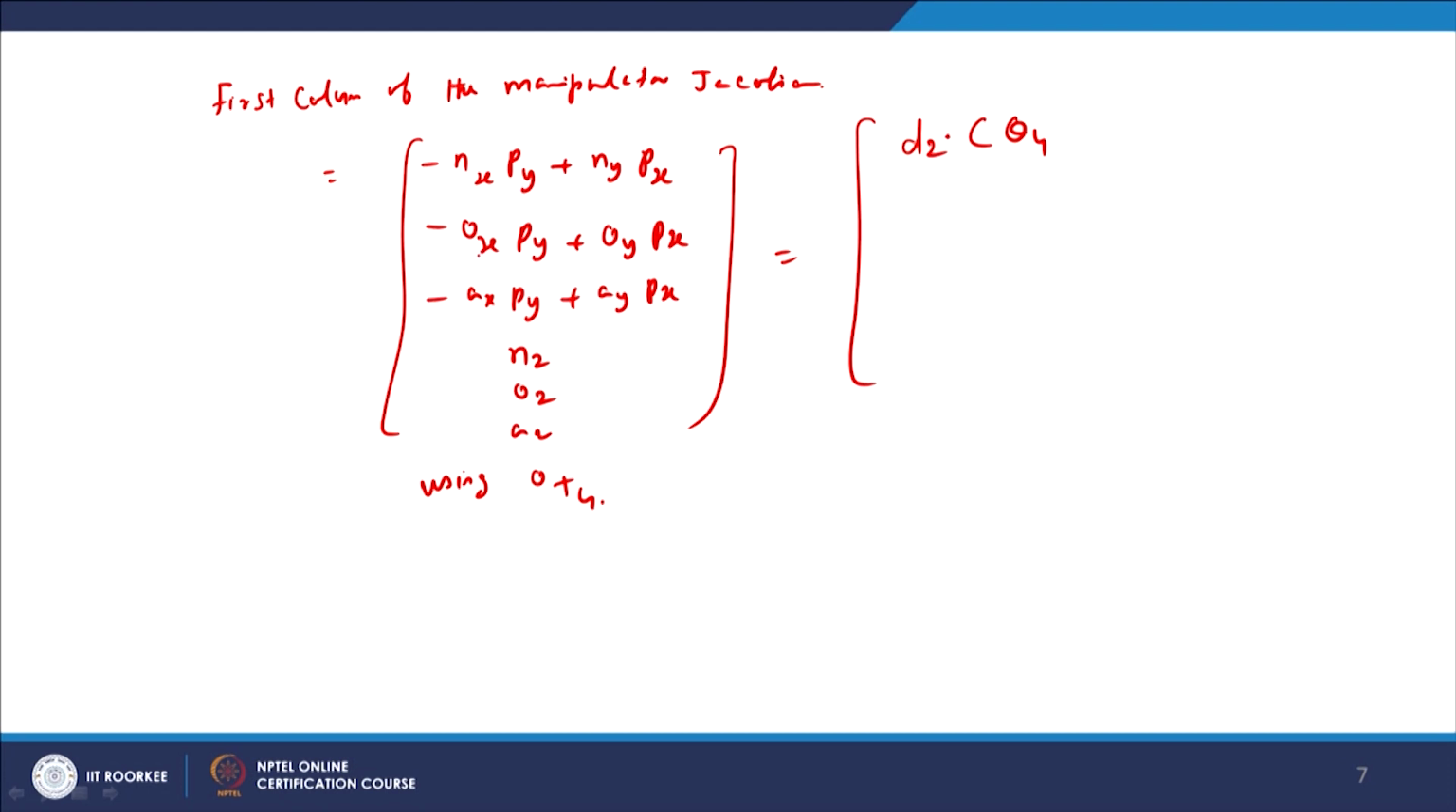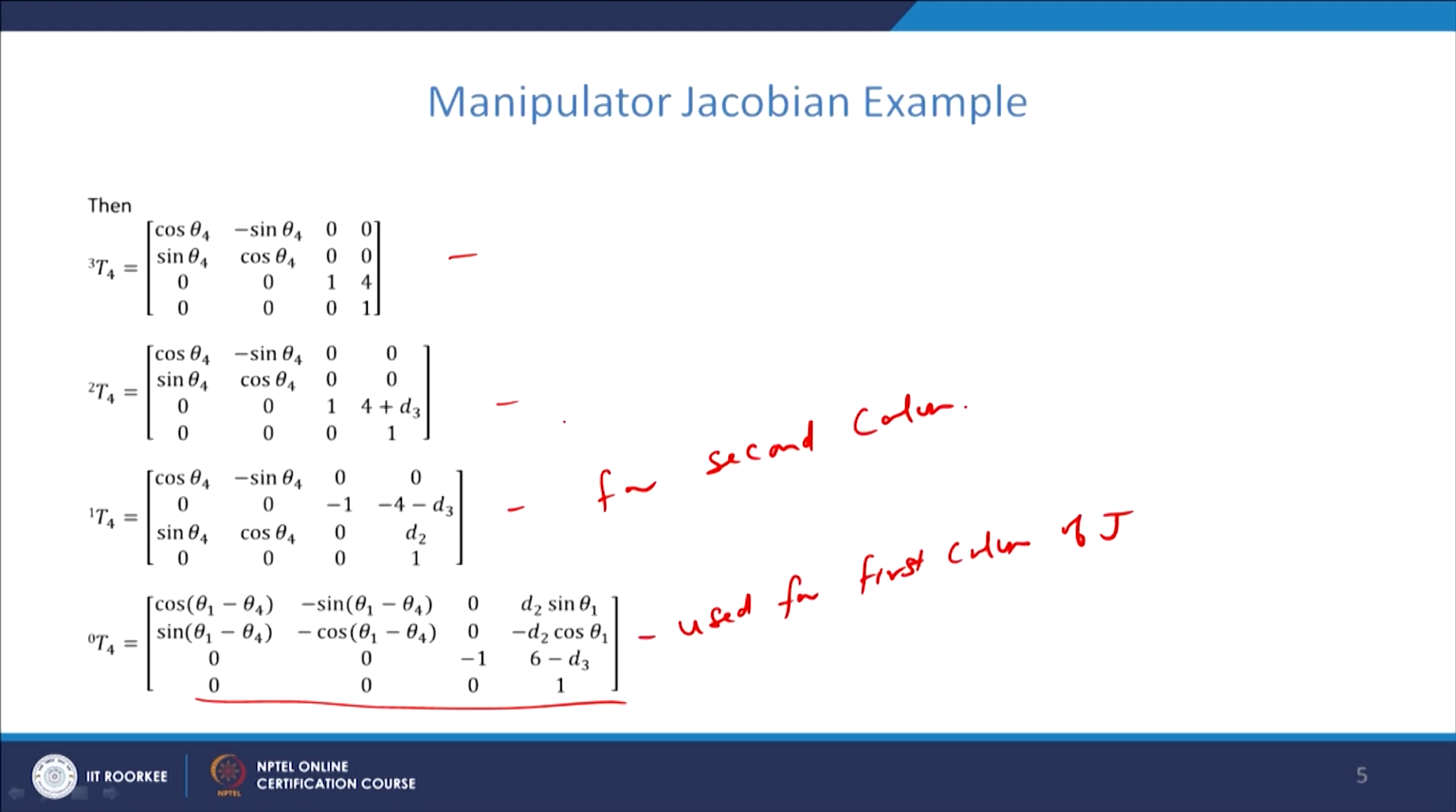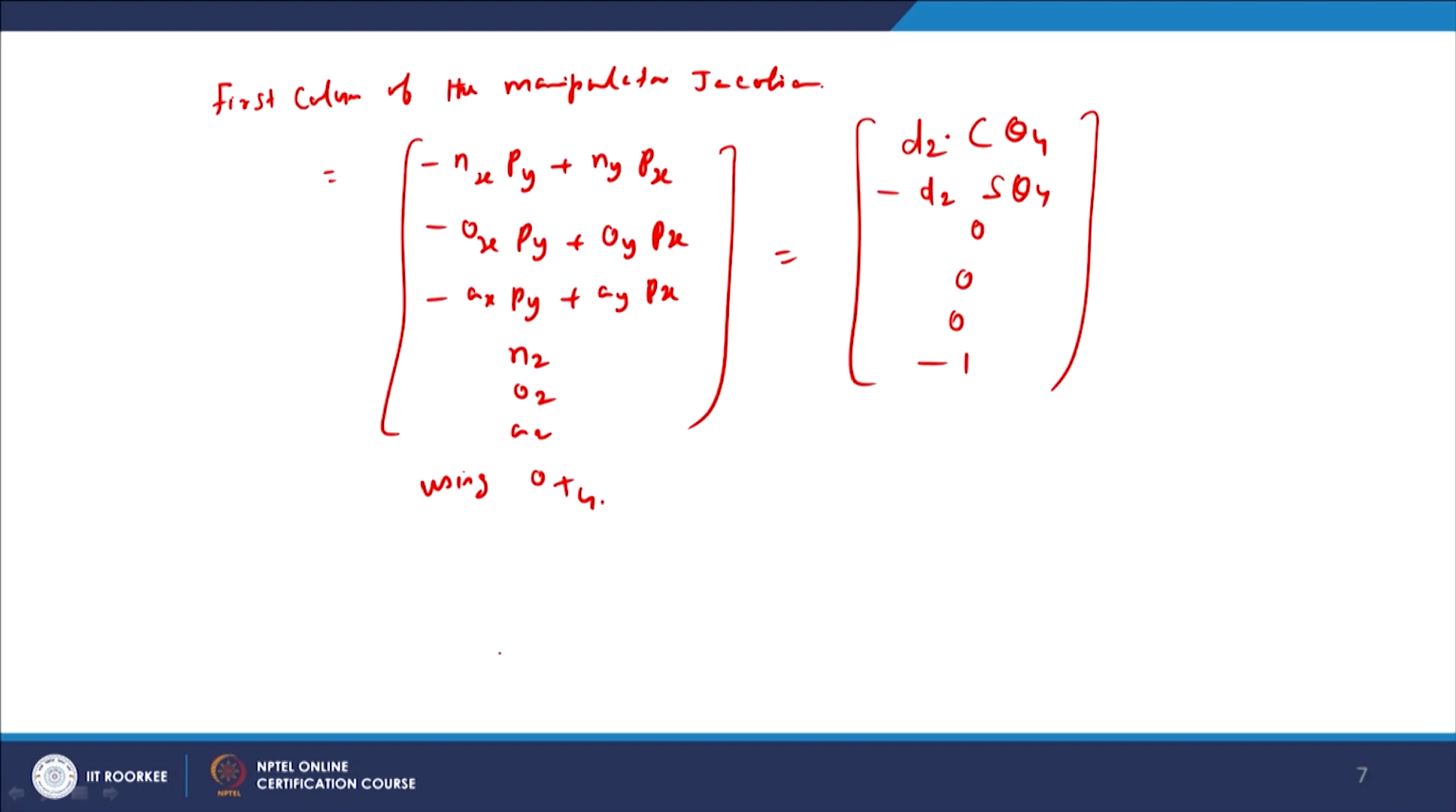Similarly, we can see from the matrix 0T4 these values, we will get minus d2 sine theta 4, then 0, 0, 0 and minus 1. From here we can see that the third values nz is 0, oz is 0 and az is minus 1. So, this is substituted here as 0 0 minus 1. So, similarly we can calculate the second column.